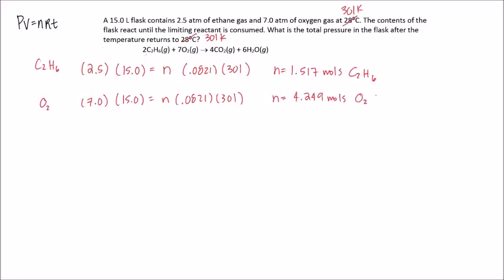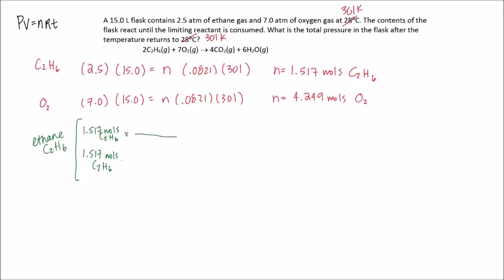4.249 moles of O2. So now that we have that, we can go ahead and find out the theoretical yield of each product based on each reactant. So let's start with ethane. We have 1.517 moles of C2H6. We're going to have to do that twice, because we have two products. And right now we're looking for the limiting reactant.